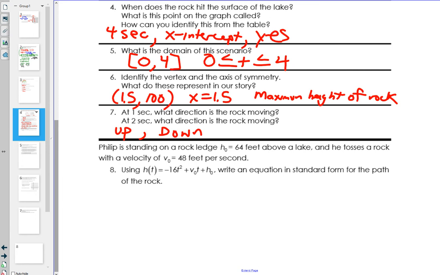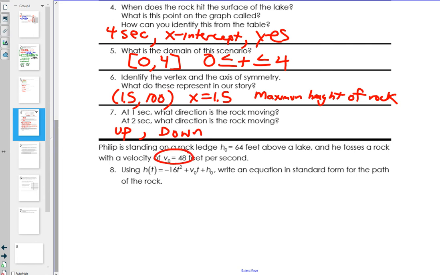Philip is standing on a rock ledge 64 feet above the lake. He tosses the rock with a velocity. Using this notation, the height depending on time is negative 16t squared plus the initial velocity times time plus the initial height. Write an equation in standard form for the path of the rock. This is just substitution.